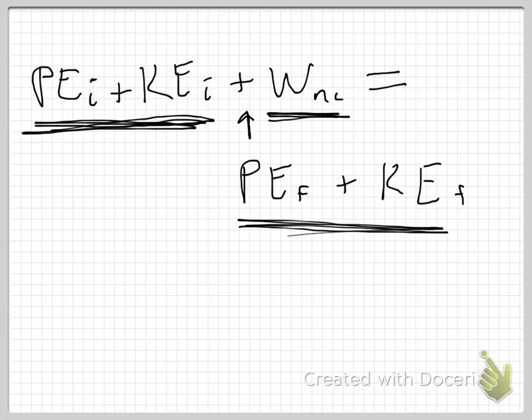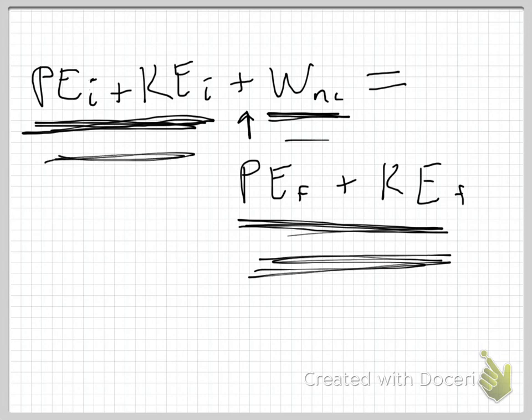For positive work, it could be something as simple as hitting something to speed it up. In that case, you're putting energy into the system, and that will appear as positive work due to a non-conservative force. But if this is what you stop with, this potential plus kinetic final, that has to be what you started with plus whatever you did to the system to move energy in or out. I hope this clears some things up.